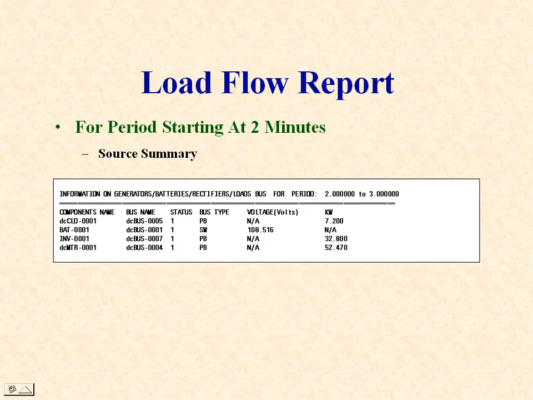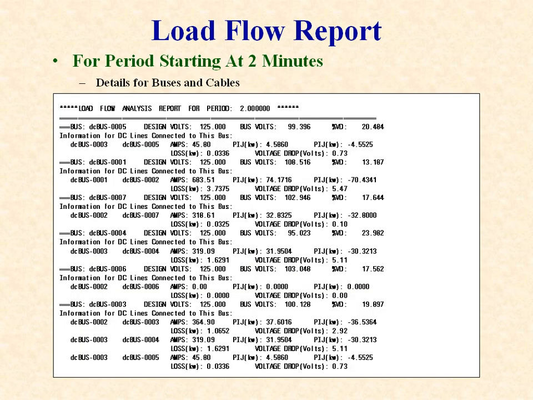The load flow report has 3 parts for each time period or time step. This slide shows the source summary for the period starting at 2 minutes. This slide shows the next part of the report, which provides detailed information for each bus and cable in the DC distribution system. Again, this is for the period starting at 2 minutes.